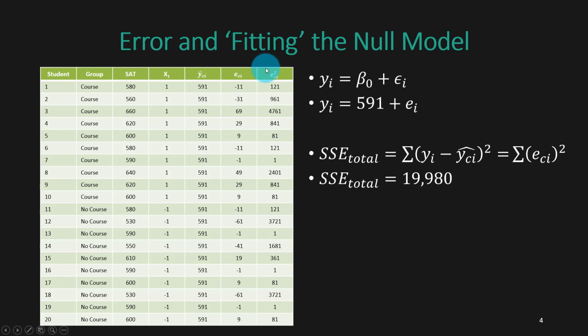So in this final column, all I've done is I've squared these errors, and then if we sum all of those values together, we'll get the sum of squared errors total, which is 19,980, and that essentially becomes our benchmark. That tells us how much variance in y is there. How much does y vary around its mean?